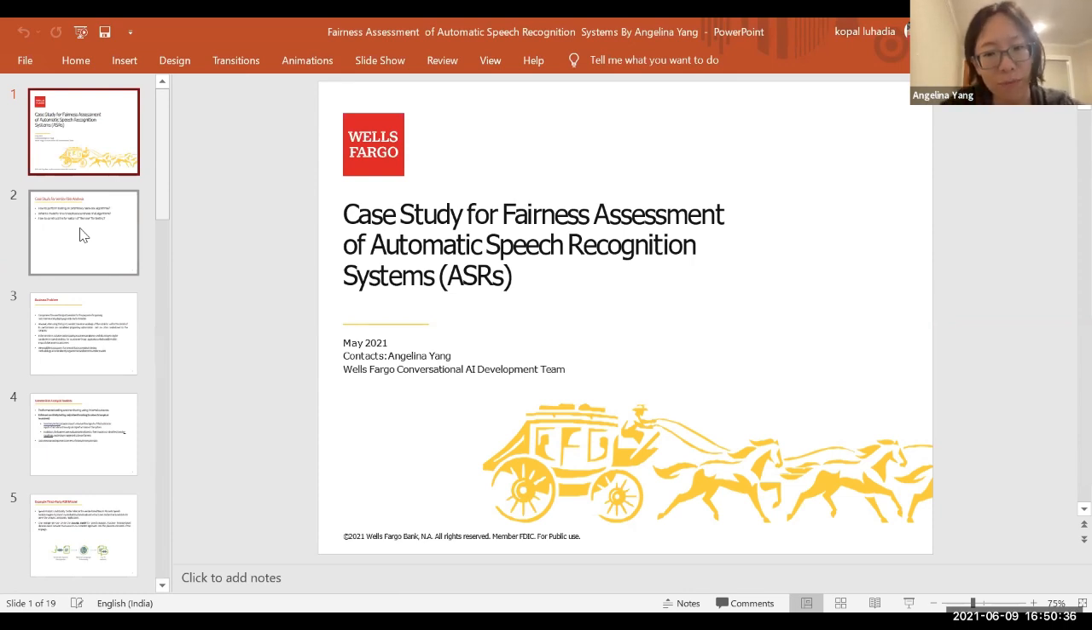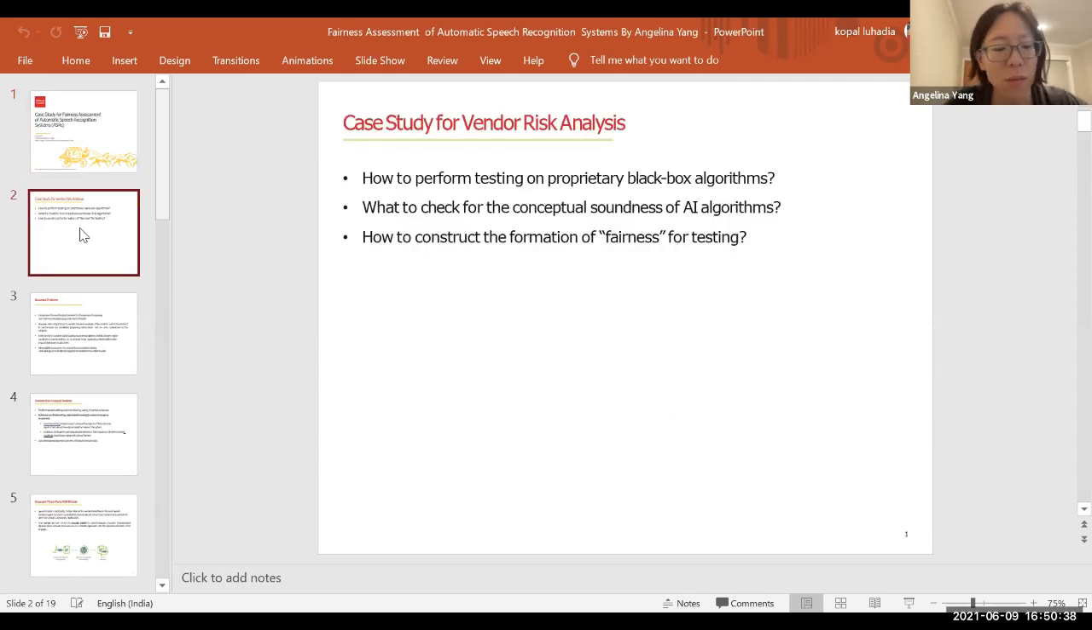This case study is for vendor risk analysis. Three major questions that we have in mind when we're developing this study were here. How do we really perform testing on proprietary black box algorithms, and what can we do to check for conceptual soundness of AI algorithms? And how do we construct maybe a formation of fairness for testing?